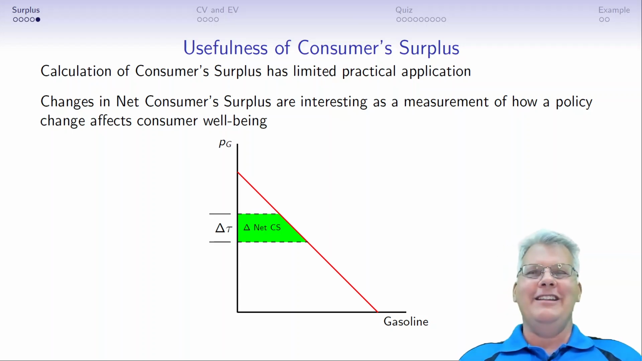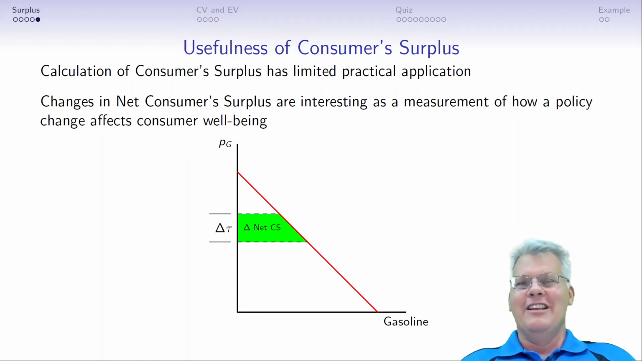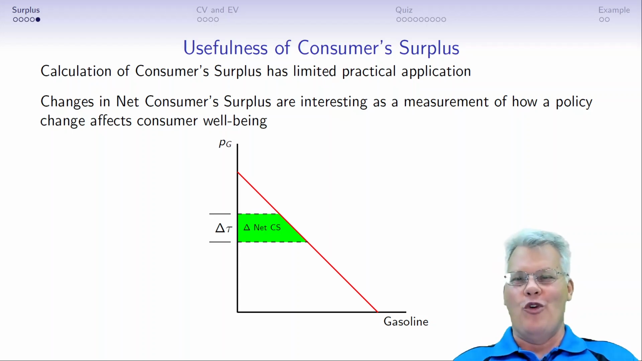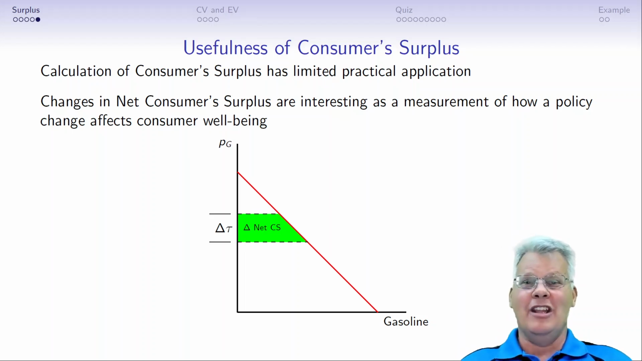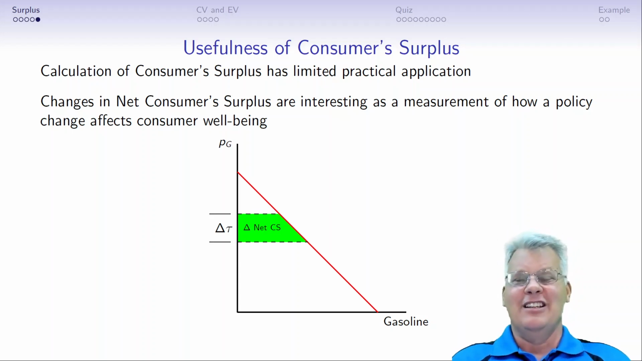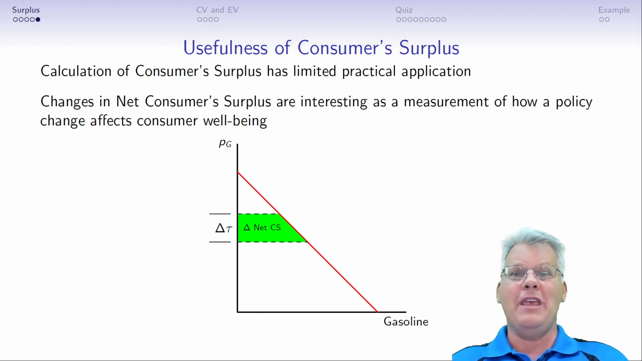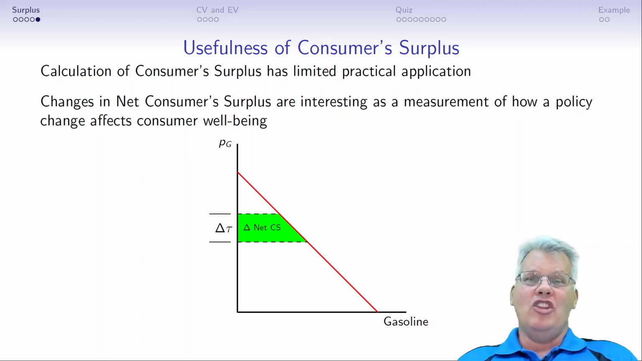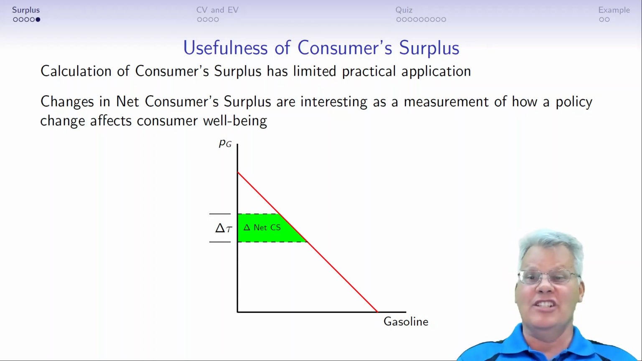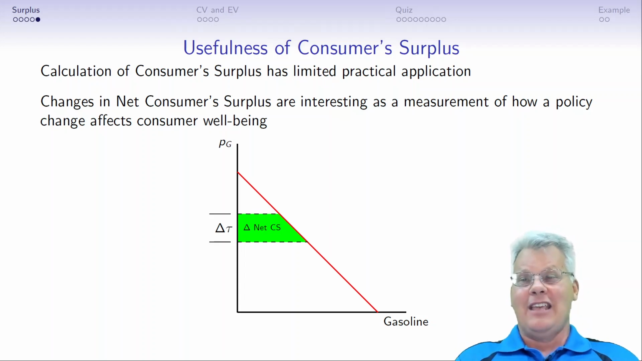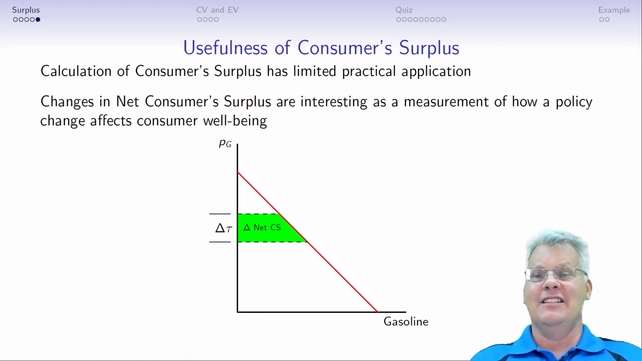So it's been lots of fun developing consumer surplus, but Hal has bad news for us. The calculation of consumer surplus actually has limited practical application because we had to impose such strict assumptions to make it accurate as a measurement of well-being. So the way that you do see sometimes consumer surplus used is that changes in consumer surplus can be used as a measurement of how a policy affects consumer well-being.